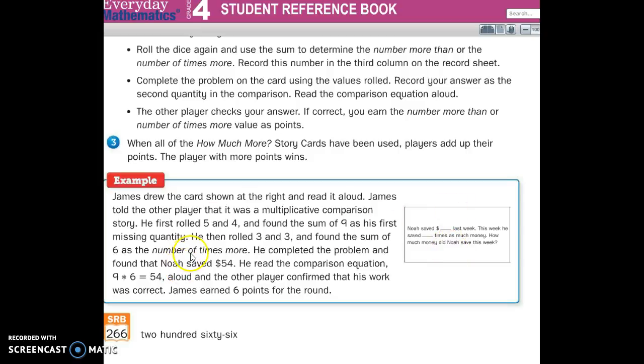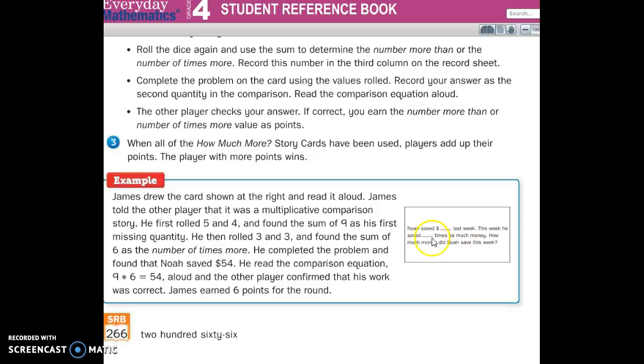I first then roll the 2 dice. I'm going to add those 2 numbers up. So let's say I rolled a 5 and a 4. The sum of those 2 is 9. I'm going to write that in the first missing spot right here. So it would say Noah saved $9 last week.